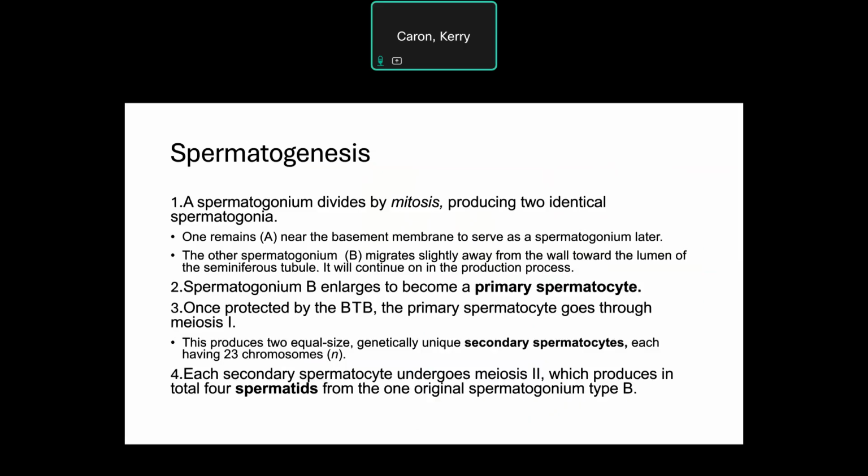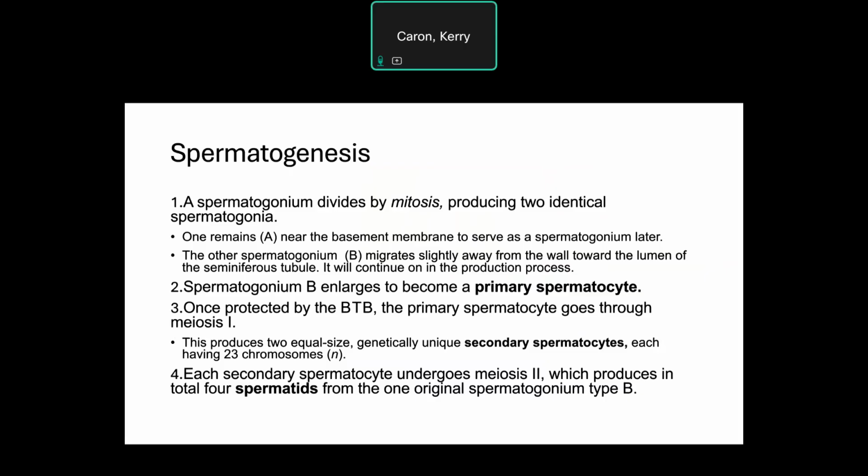So the original spermatogenesis starts with a spermatogonium, a mature cell, okay? It's going to divide by mitosis, and we're going to get 2 identical spermatogonia. The first one remains near the basement membrane, and it's going to serve as the next spermatogonia. The other one, spermatogonium B1, is going to migrate slightly towards the wall of the lumen in the seminiferous tubule, and it's going to continue the production process. That spermatogonium B is going to enlarge to become the primary spermatocyte.